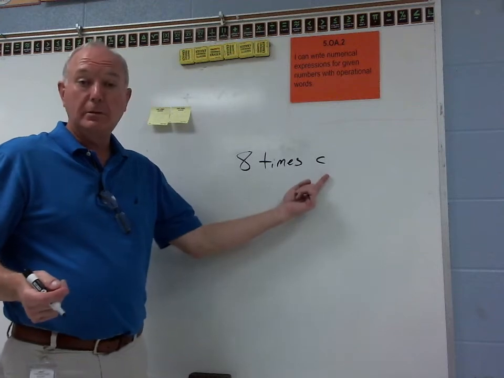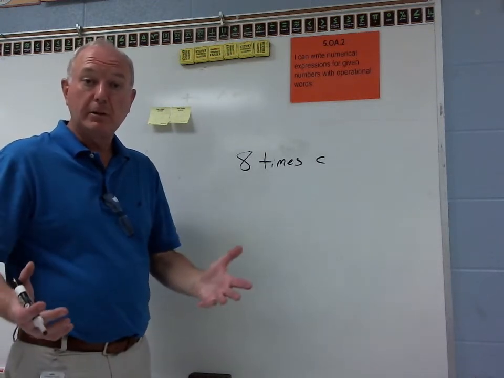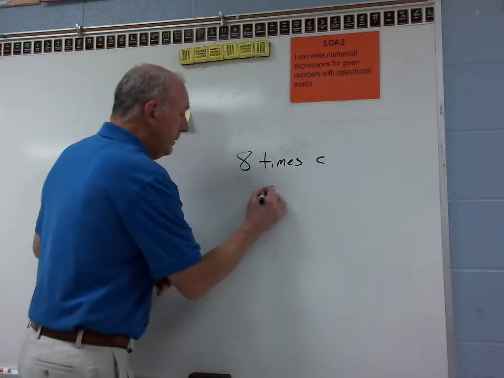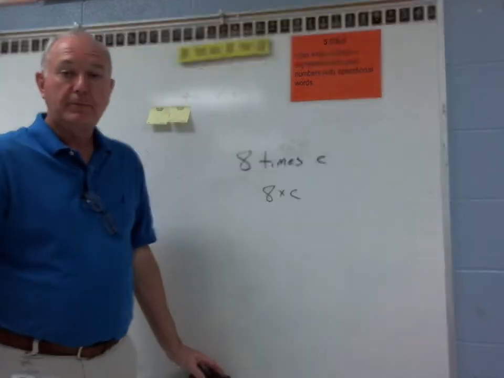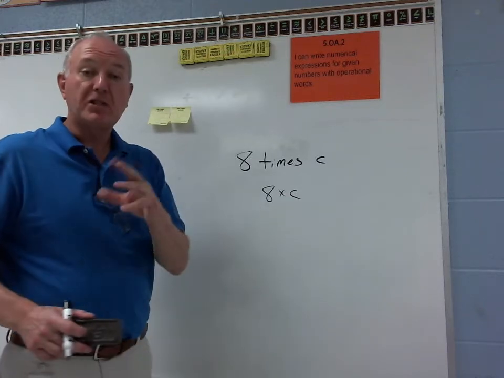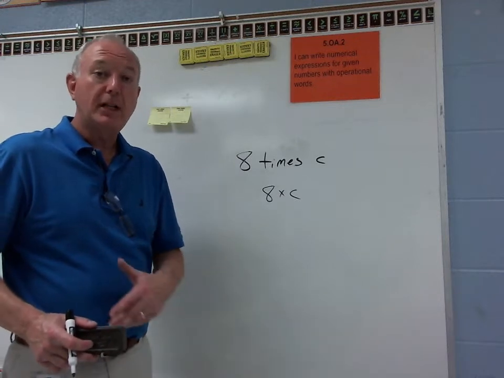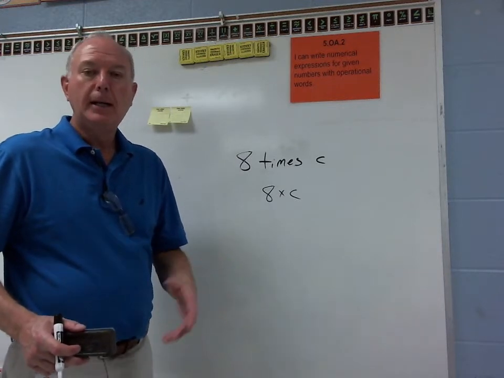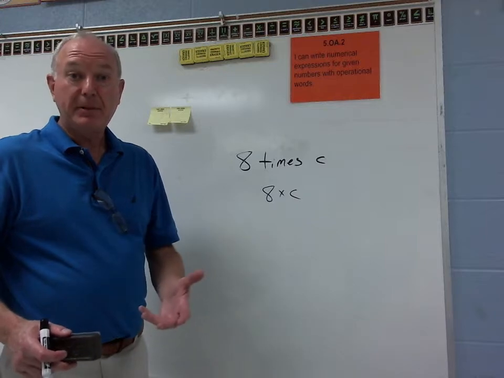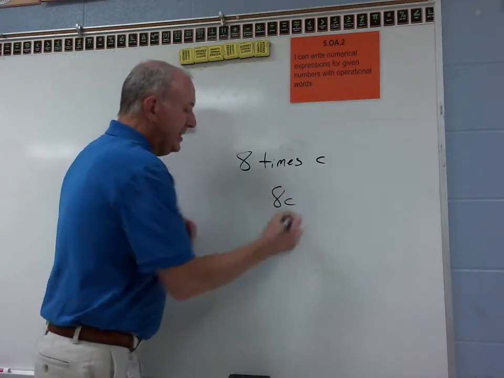C is a variable. It stands for a number. We don't know what number it is, but it stands for a number. So 8 times c would be 8 times c. Now, there's nothing wrong with that. It's exactly what it means. But there's a simpler way that can be written. You'll see it in middle school and high school this way. For college, you'll see it this way. And you'll see it on our assignment today this way. You'll see it as 8c.